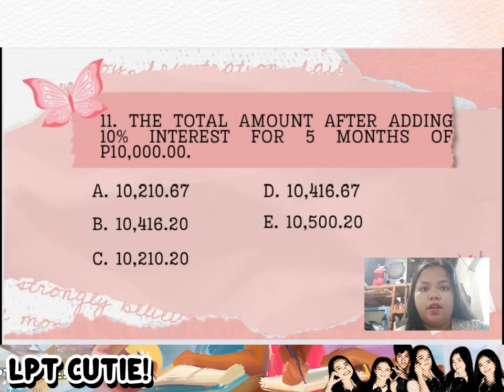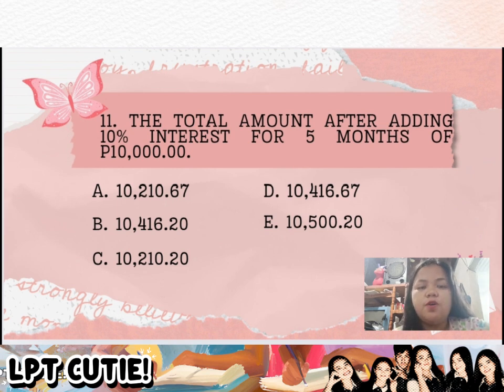So number 11. The total amount after adding 10% interest for 5 months of 10,000. Okay, so letter A, 10,210.67. Letter B, 10,416.20. Letter C, 10,210.20. Letter D, 10,416.67. Or letter E, 10,500.20. So what do you think is the correct answer? Okay, so you can solve it.